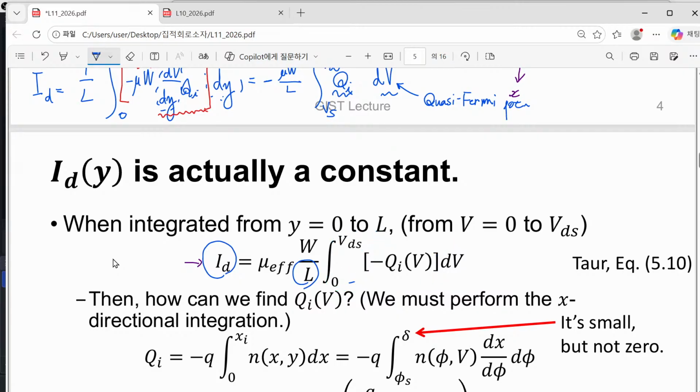So now we have this really beautiful form. If we can find the number of electrons as a function of electron quasi-Fermi potential, then by integrating it over our electron quasi-Fermi potential, that's it. So that is the result of this long discussion.